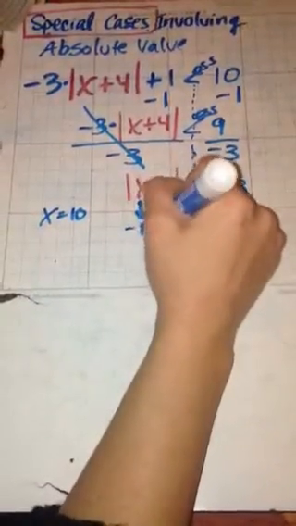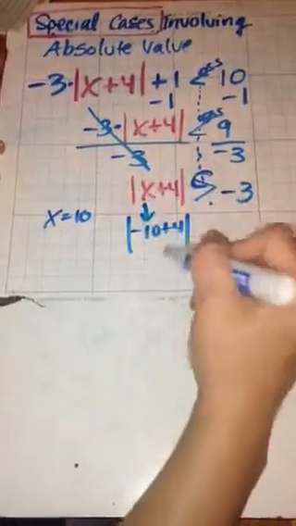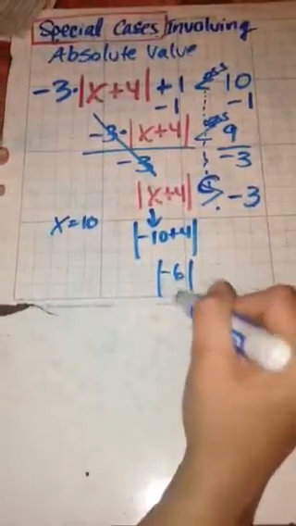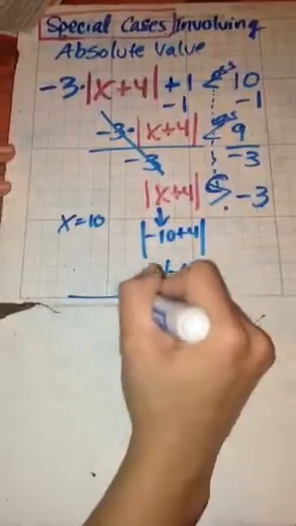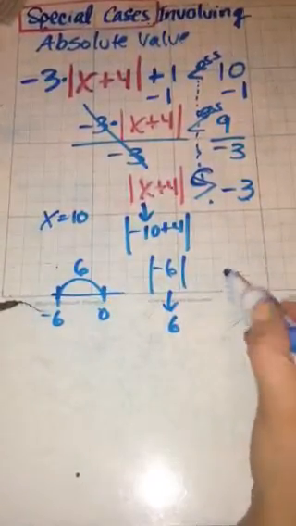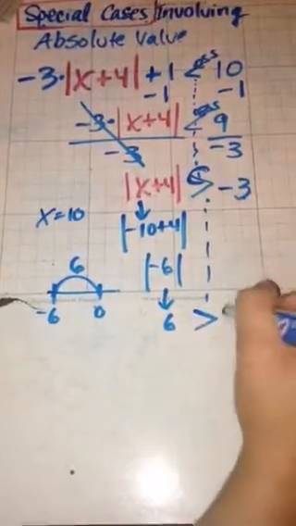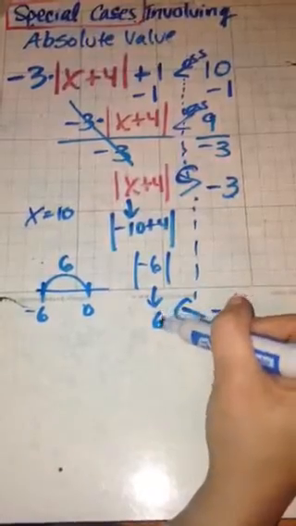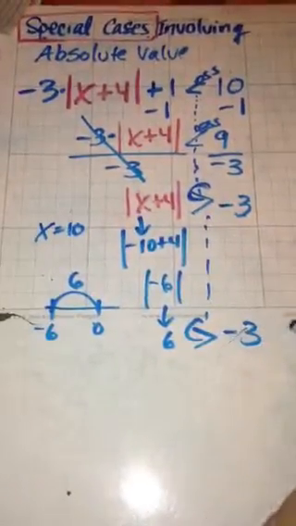If x was negative 10, negative 10 plus 4 is negative 6. The distance from negative 6 to 0 is positive 6. 6 is greater than negative 3. No matter what the distance is, it's always going to be positive. And that's true.